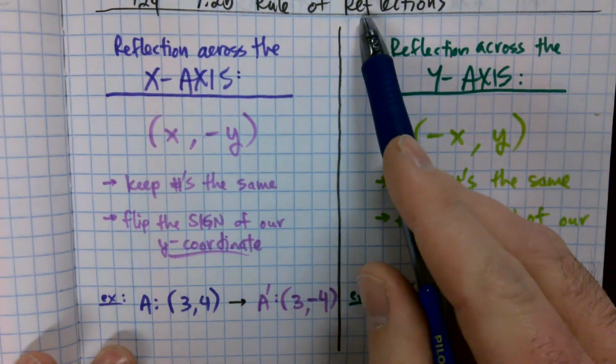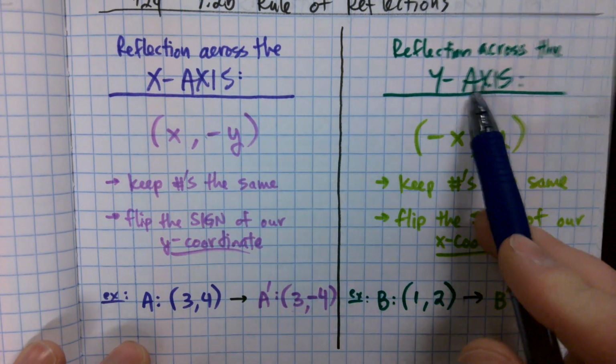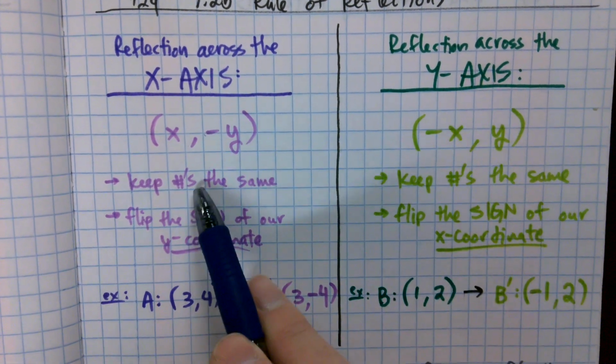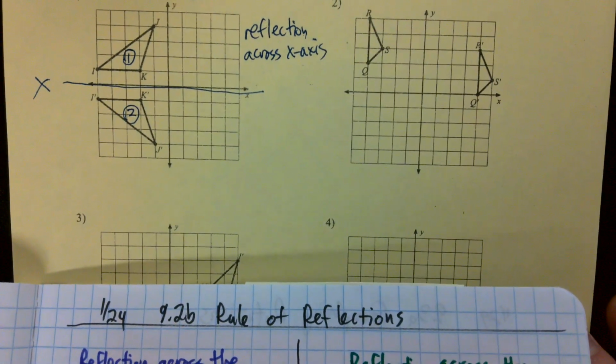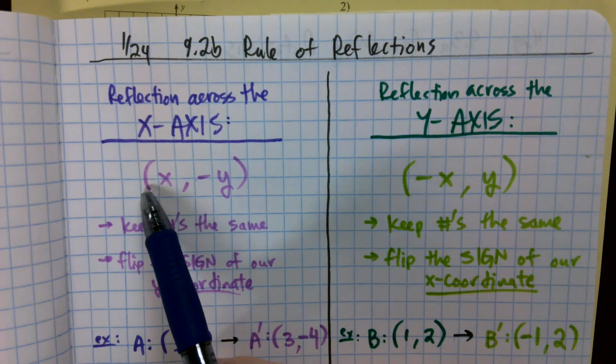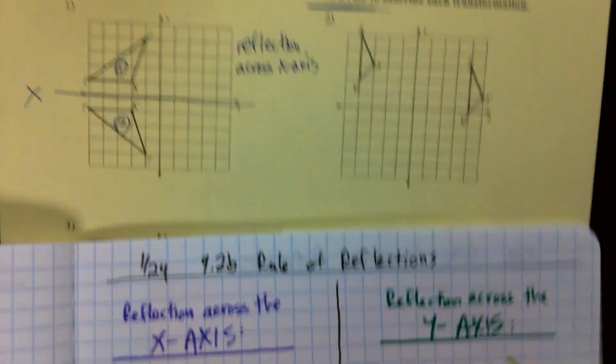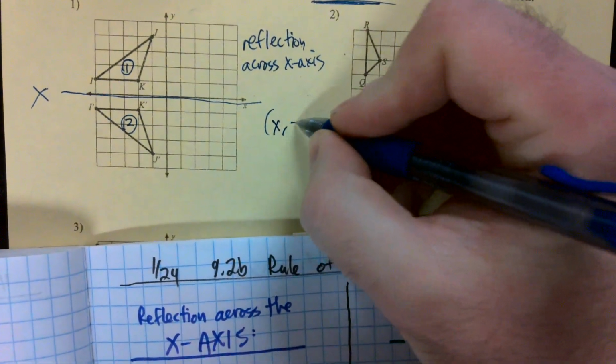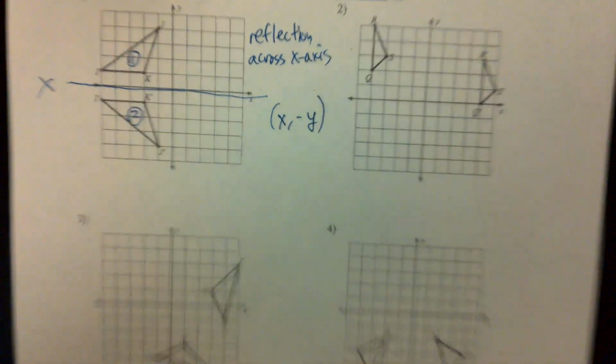So with reflections, we have 2 types. We can reflect on the x, we can reflect on the y. Here's the rule for each one. Which axis did we reflect across again? The x. So my rule is x, comma, negative y. X, comma, negative y. That's it.